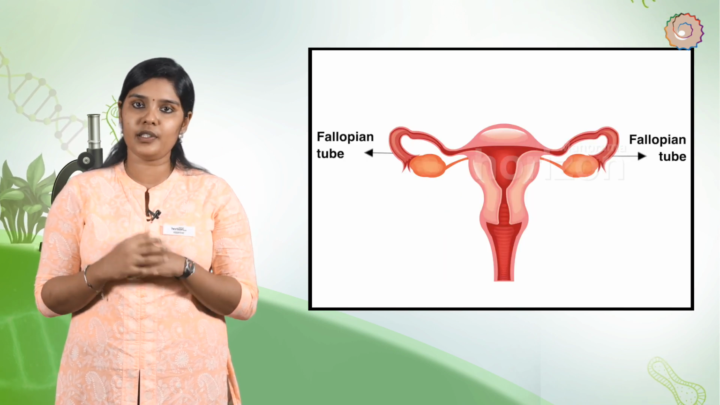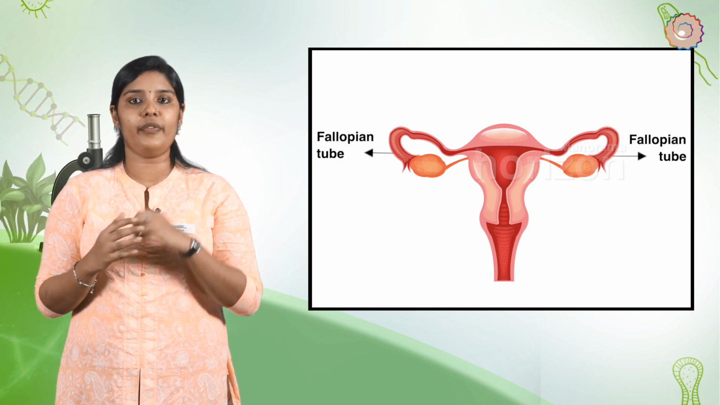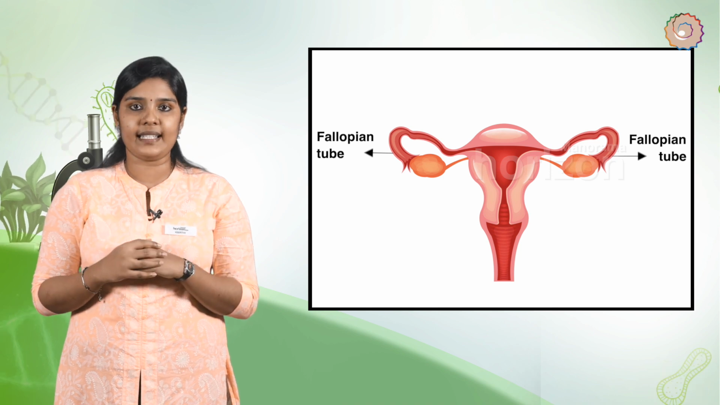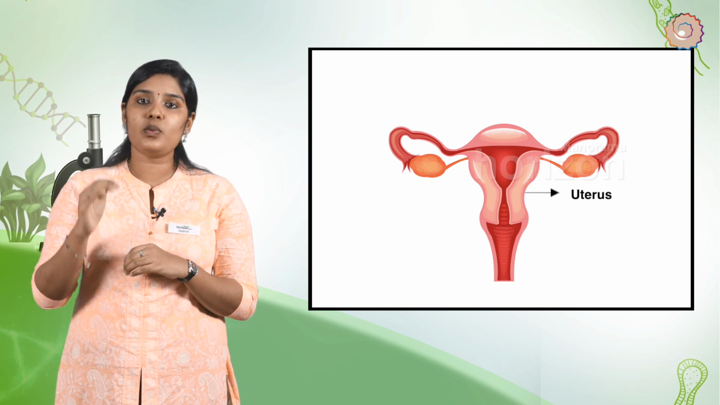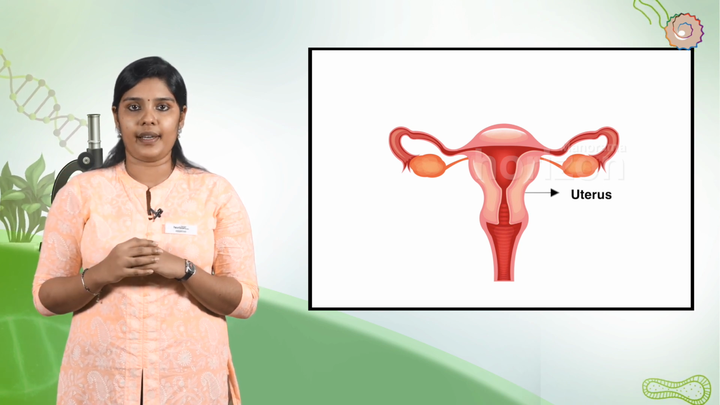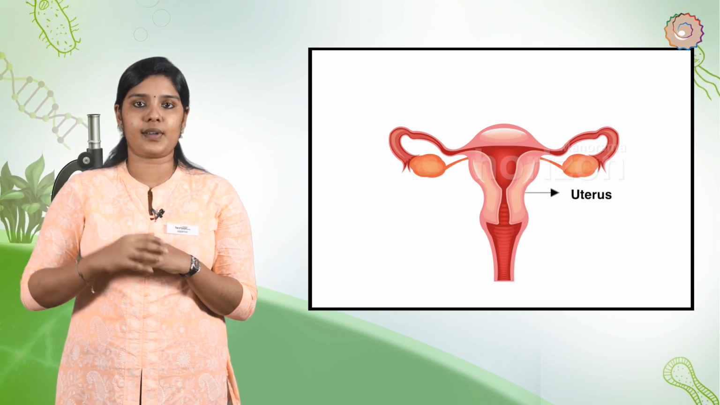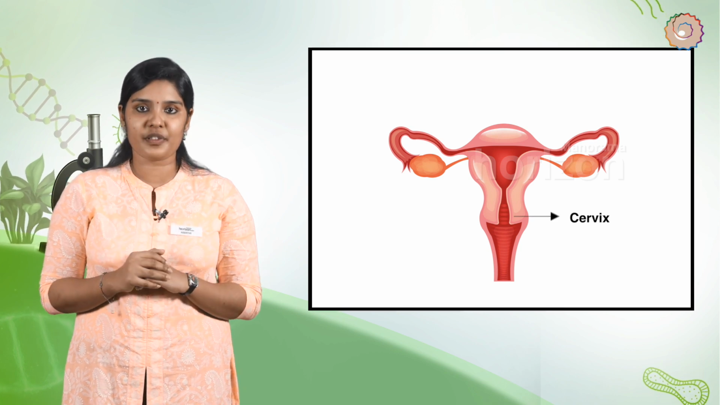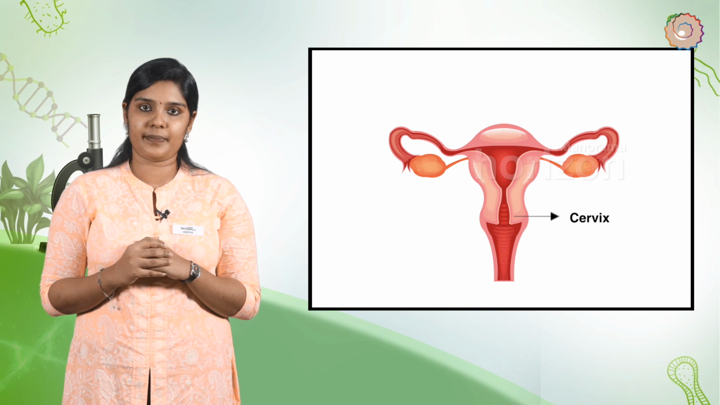Oviducts or fallopian tube. The egg formed in the ovary is carried through a thin oviduct or fallopian tube. It is the site for fertilization of egg with sperm. Uterus. It is an inverted pear-shaped muscular organ. The two oviducts unite to an elastic bag-like structure known as the uterus. Cervix. It is the lower portion of the uterus which connects the vagina with the main body of the uterus.